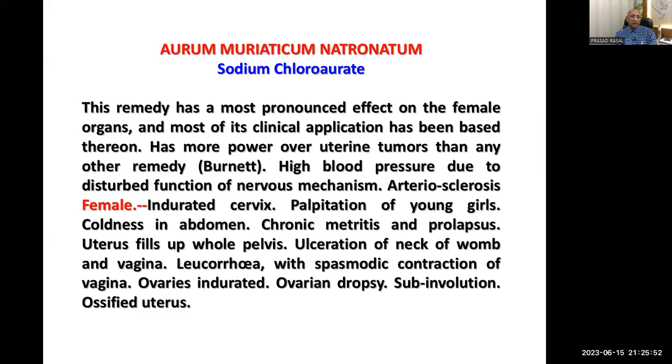Ulcerations of neck of womb and vagina. Leukorrhea with spasmodic contraction of vagina. Ovaries are indurated. Ovarian dropsy, subinvolution, and ossified tumor. See the uterine pathology, the whole uterine pathology. A wonderful remedy, and it worked definitely in such types of cases.